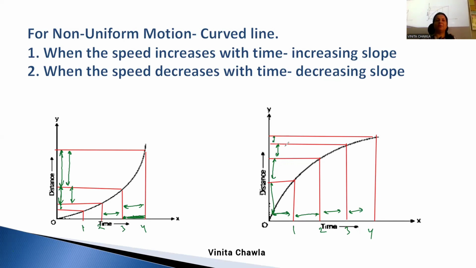Speed is decreasing with time, and therefore it is covering less distance in the same time interval. It is covering less distance. So this shows a decrease in speed, or a decrease in slope.